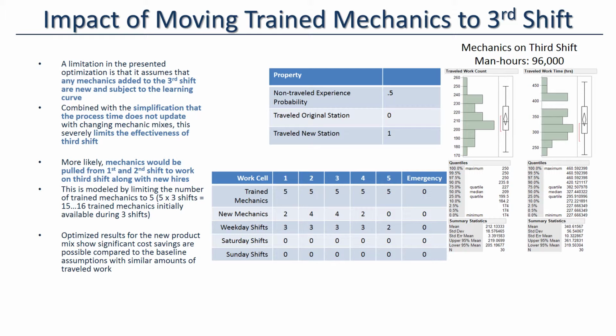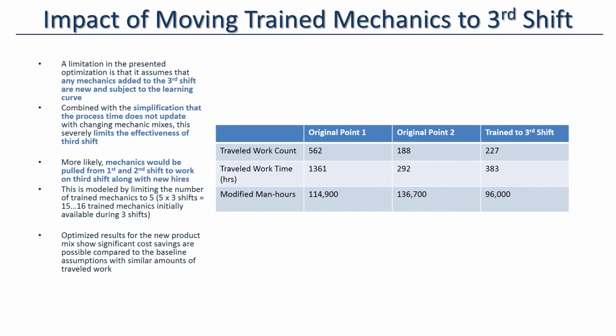And what we see is we actually do get a lot of cost savings. We're at about 96,000 man hours, with reasonable traveled work count and costs. What has been done here is we've eliminated the need for the weekend shift, so we don't pay that time and a half, but still get a lot of benefit from our third shift. Additionally, our trained non-traveled experience probability is only 0.5, so we're taking a mixture of new and trained workers to find this optimum case. Compared to the other 2 points presented previously, we have a little bit more traveled work for this new point, but significant cost savings as opposed to the original one.